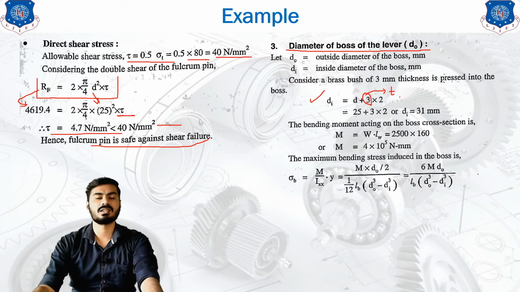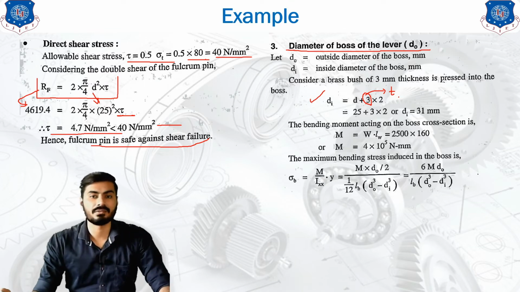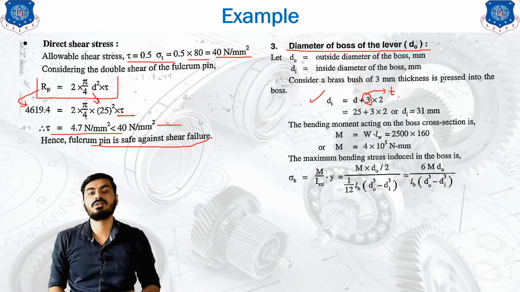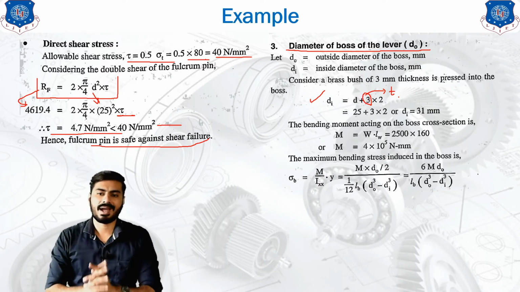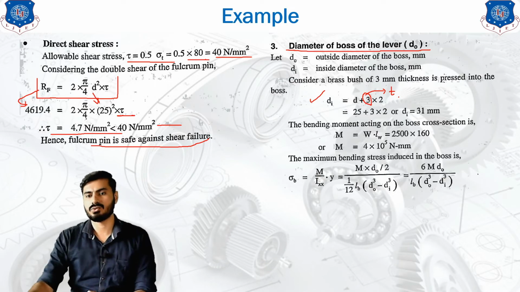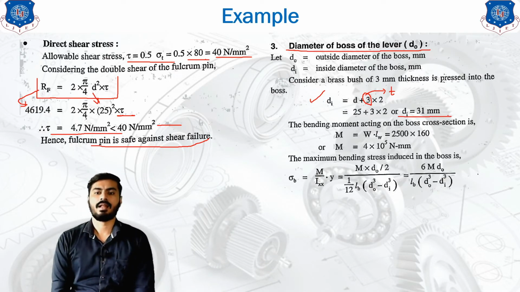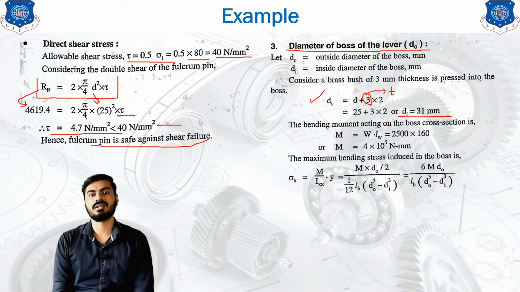So this is the thickness of the bush. Whenever you are provided the thickness of the bush, then you can utilize that value only. Otherwise, whenever they do not provide it, we will assume the thickness of the bush as 3 mm. Now by taking the 3 mm thickness of the bush, we calculate the value of DI as 31 mm. Now it's the turn of DO. Let's calculate the DO.